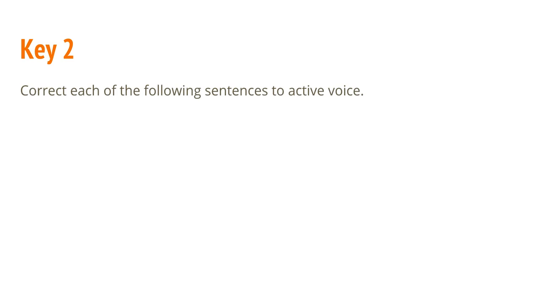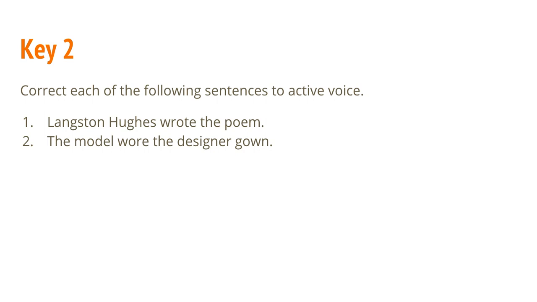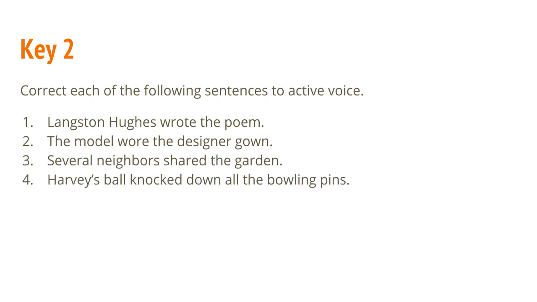Taking a look, the poem was written by Langston Hughes. The designer gown was worn by the model. The garden was shared by several neighbors. And the bowling pins were knocked down by Harvey's ball. Becomes the following things when you have corrected them. Langston Hughes wrote the poem. Now Langston is actually doing the writing. The model wore the designer gown. Now the model is wearing it. Several neighbors shared the garden instead of the garden was shared. And Harvey's ball knocked down the bowling pins.